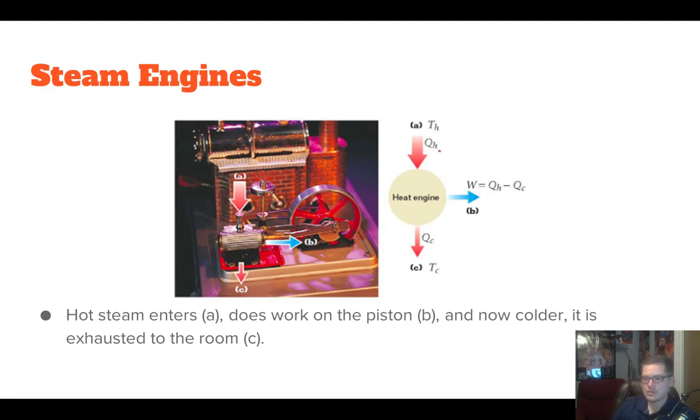Okay, and so here's the general idea. Heat comes in at a high temperature, and a high Q comes in, and that high Q does work, and that work is related to QH minus QC, right? And then the cool comes out as QC, and you're at this new lower, cooler temperature.